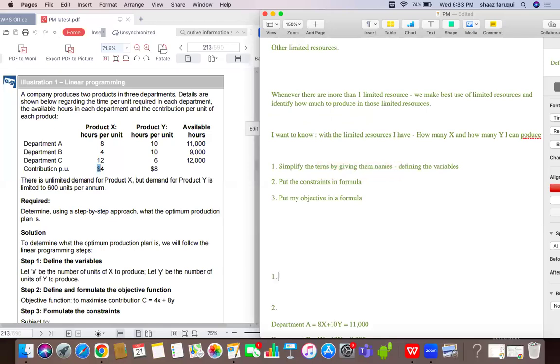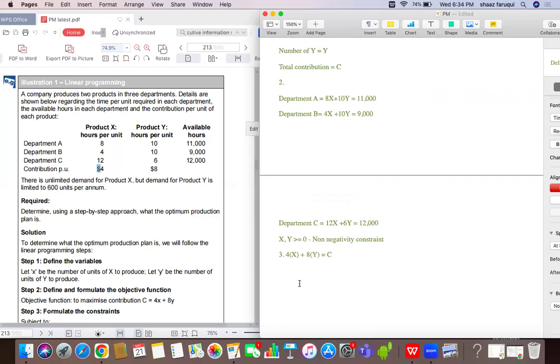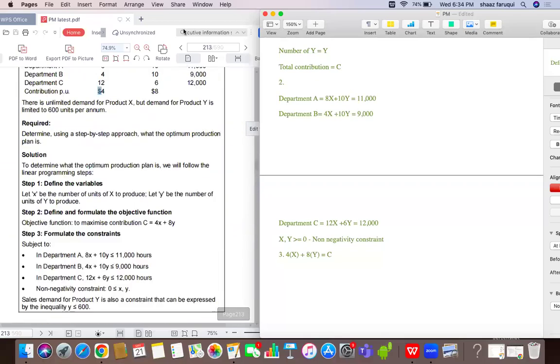Step number 1 was simplify terms by giving names, meaning x, number of x's is denoted by x. Number of y's is denoted by y. Total contribution is denoted by C. Now that you've done all these 3 steps, what is the 4th step that you have to do? Formulate the constraints, you've done that. 4th step is draw a graph identifying the feasible region.